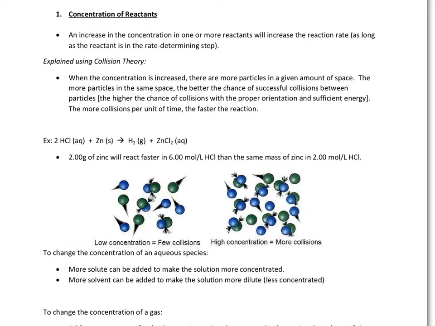Let us first look at the concentration of reactants. An increase in the concentration of one or more of the reactants will increase the reaction rate, as long as the reactant is in the rate determining step, which we'll look at in a later lesson. Note that an increase in the concentration of the reactants will increase the reaction rate. Changing the concentration of the products will do nothing to the reaction rate since the products have already occurred.